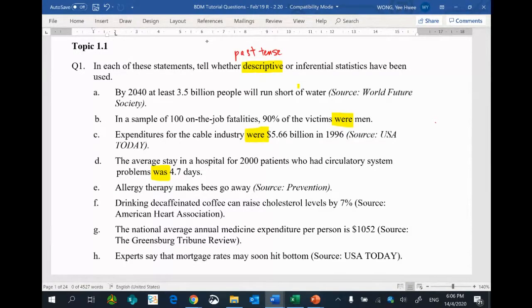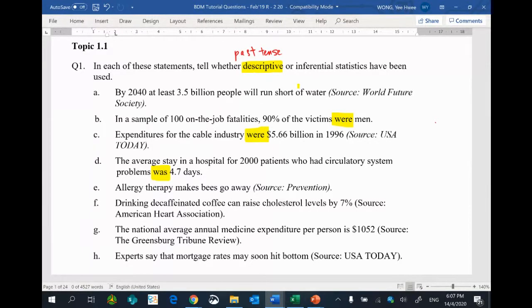Next, the average stay in the hospital for 2,000 patients who had circulatory system problems was this much. Again, there are 2,000 patients. These 2,000 patients cannot be the population, right? It should be a sample because we should have more than 2,000 patients in a country. Then these people are having circulatory system problems. And how long did they stay in the hospital? 4.7 days. This is just rewriting your findings in a statement form. So this is called descriptive statistics.